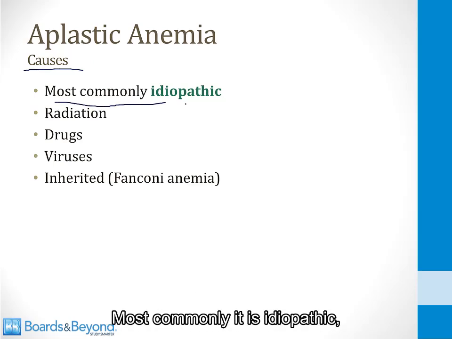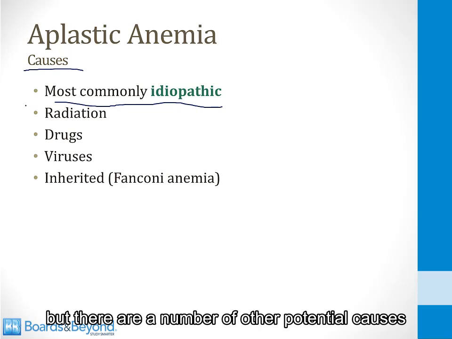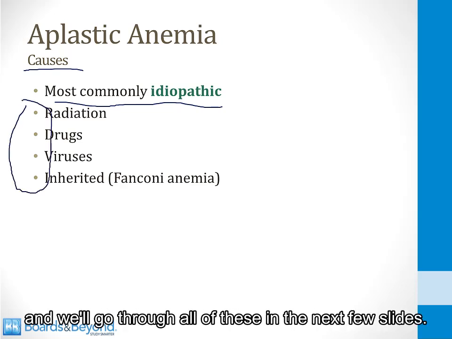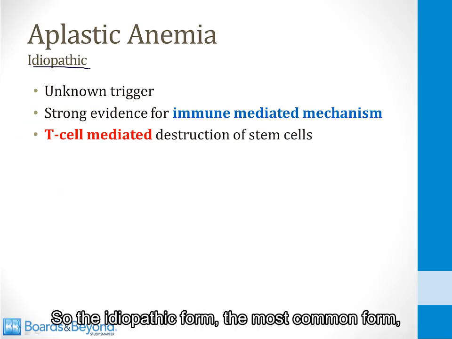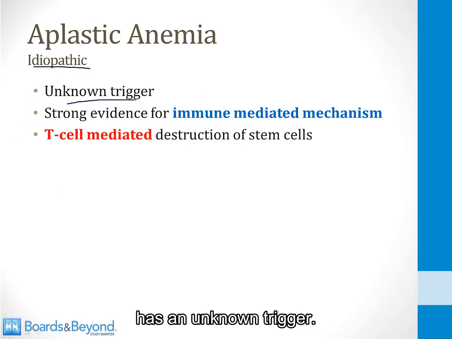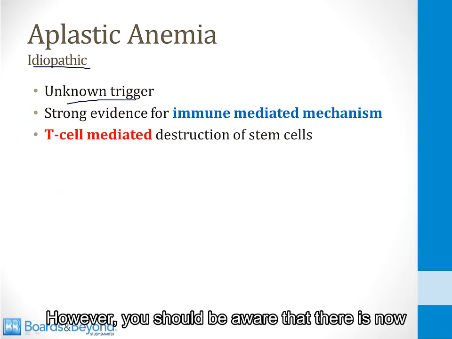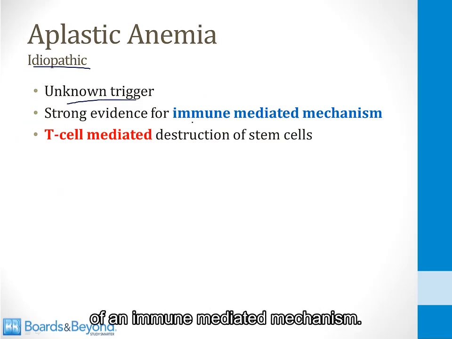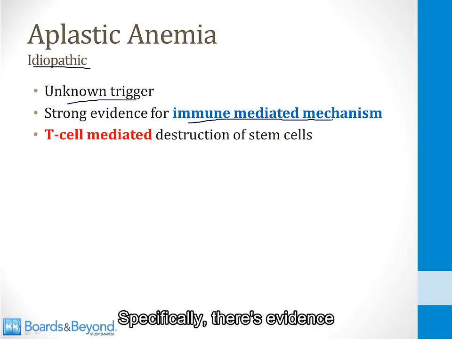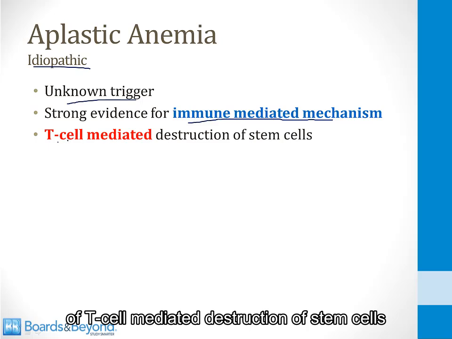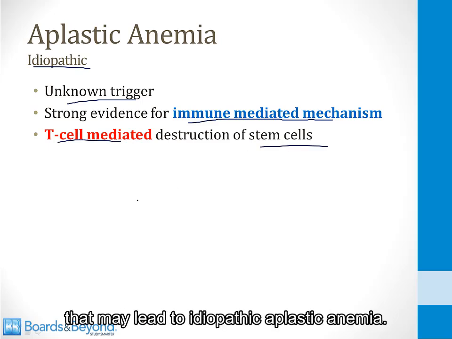The syndrome of aplastic anemia has a number of causes. Most commonly it is idiopathic, but there are a number of other potential causes that I've listed on the screen here, and we'll go through all of these in the next few slides. So the idiopathic form, the most common form, has an unknown trigger. However, you should be aware that there is now strong evidence in the literature of an immune-mediated mechanism. Specifically, there's evidence of T-cell mediated destruction of stem cells that may lead to idiopathic aplastic anemia.